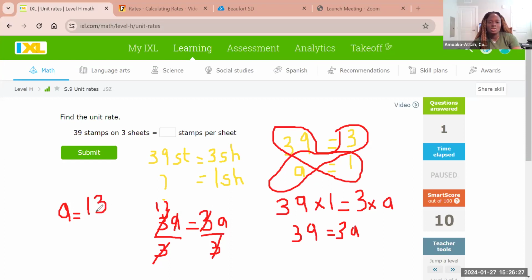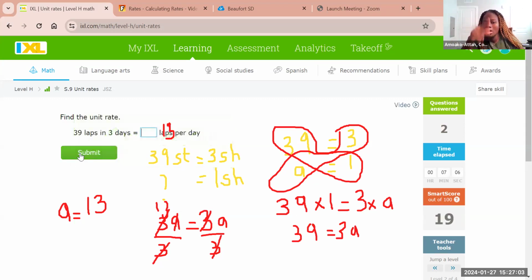So back to the question, how many stamps? We have 13 stamps, right? Good job. If you want to confirm your answer, just multiply 3 times 13 to see whether you get back your 39. Okay, so let's input our answer there and see. So we have 13. Submit.